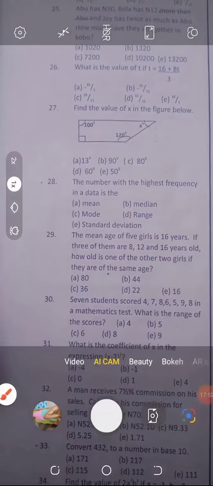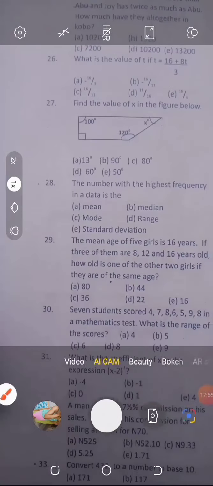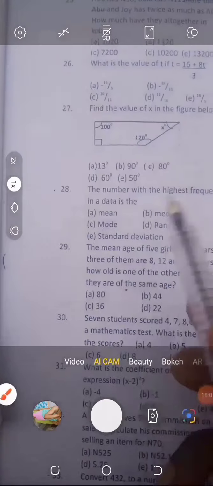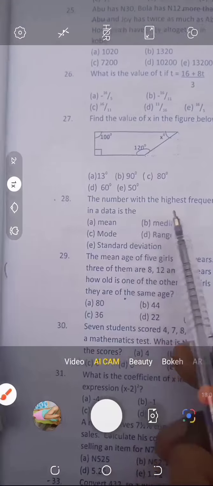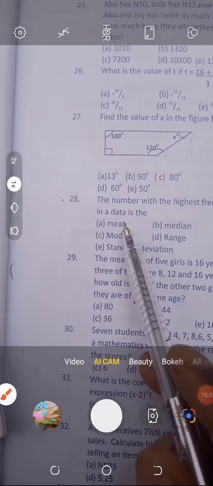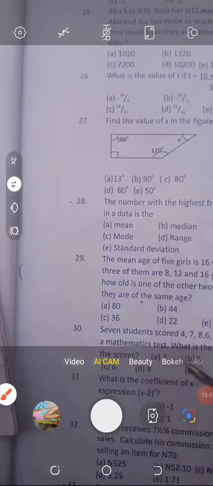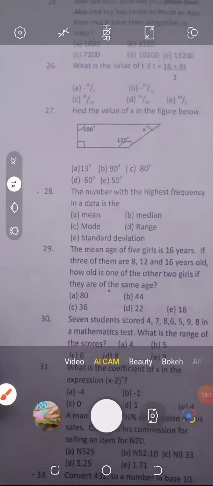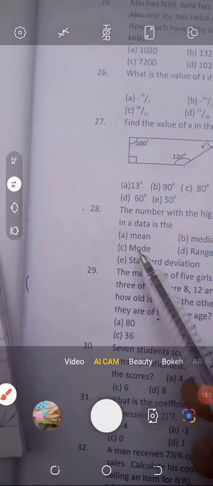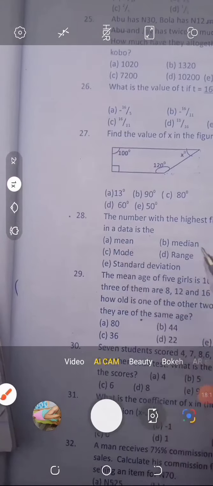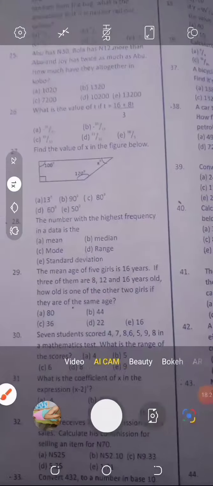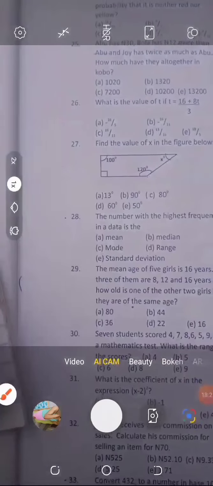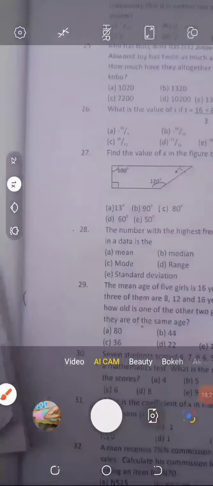So number 28, there's nothing to solve, just for you to understand some of your basic statistics, the statistics you did in JS1, JS2, and maybe JS3. From your JS1 statistics, you must have been taught this aspect. The number with the highest frequency in a data set is the one that appears most, and of course you know that the number that appears most is always the mode. The range is the highest minus the lowest number, while the mean is the summation of all the numbers divided by the number of items you have.